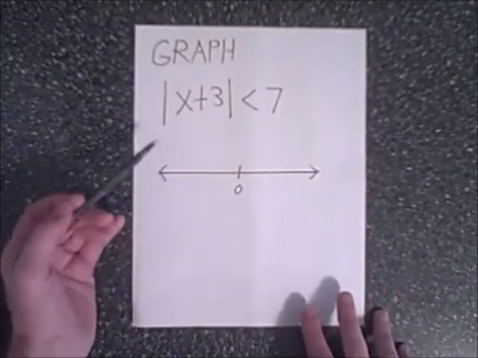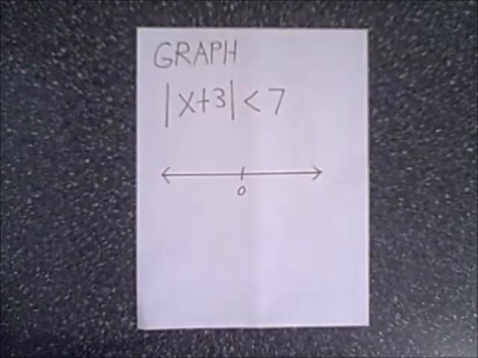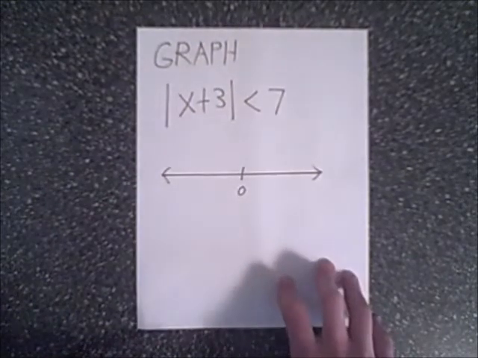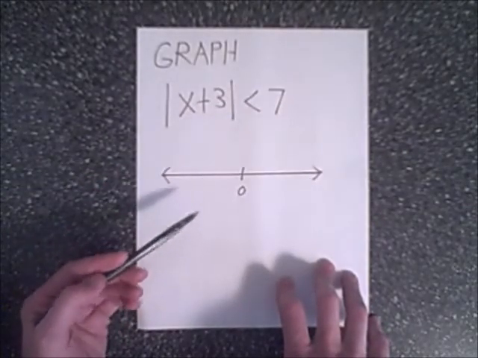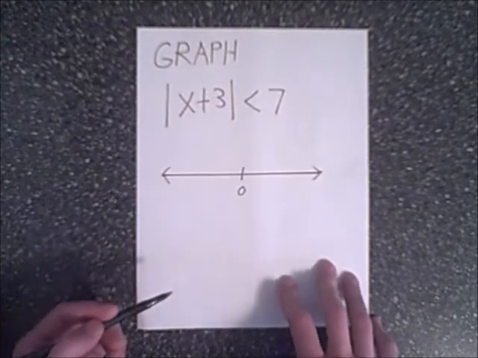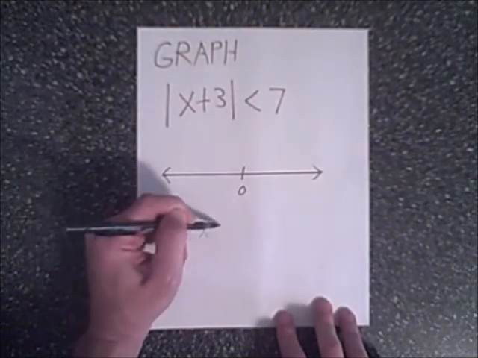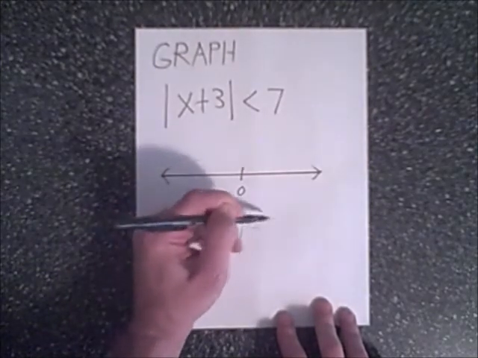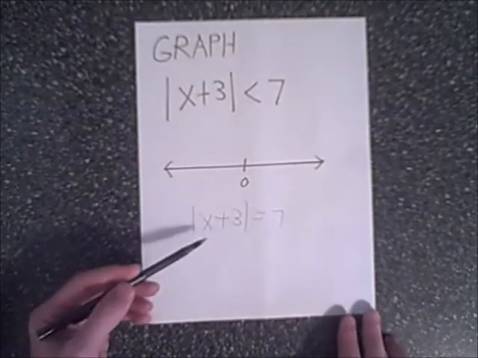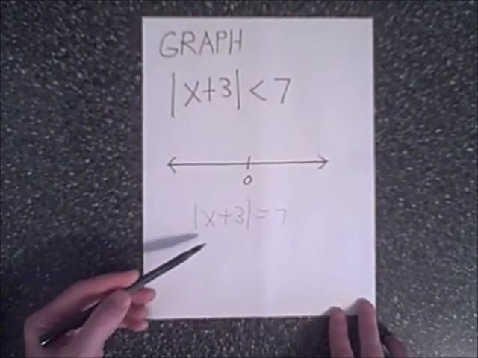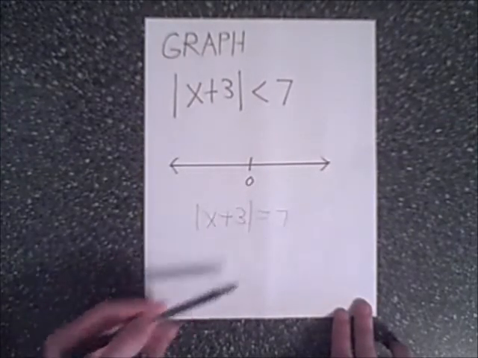Here we have: graph the absolute value of x plus 3 is less than 7. And so a strategy I like to use is to look at a problem, ignore the less than or greater than sign, and solve it as if it's equal to find our critical values. So assuming that, let's say we had the absolute value of x plus 3 is equal to 7. And as we stated before, absolute value takes any value and makes it a positive. So if we could get negative 7 in here as well, it would turn it into a positive 7.